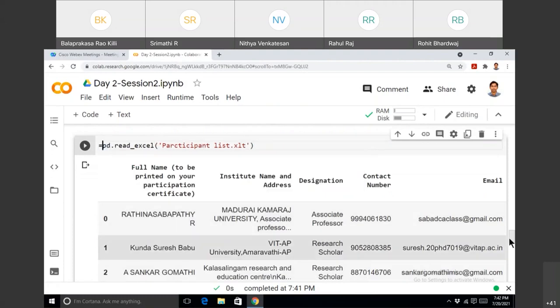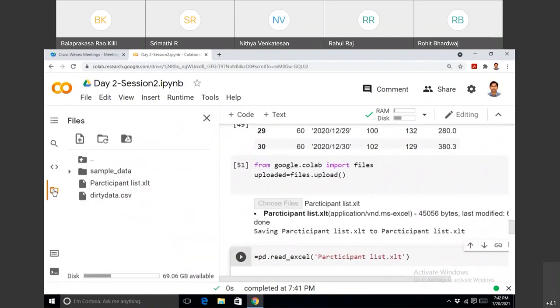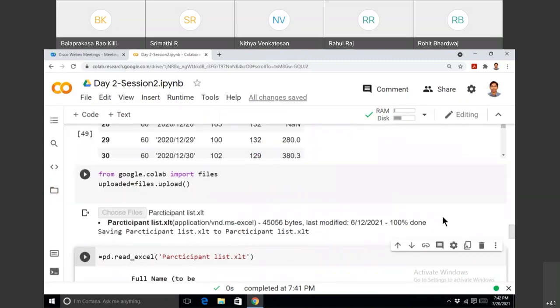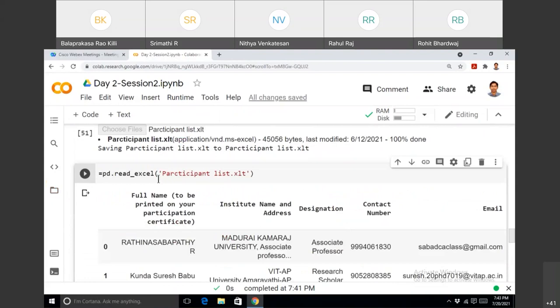So did you upload an Excel file? Yes sir, I have uploaded. Then can you check here whether it came as dot xlsx? I did xlsx, but still you see I gave excel. Yeah, excel will come automatically in Google Colab. Let me show you here, let me run it.